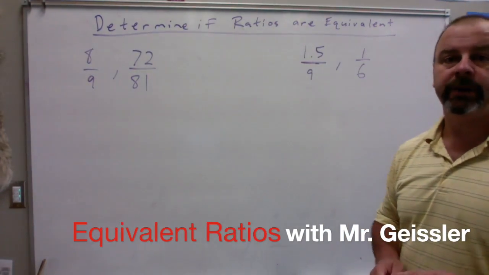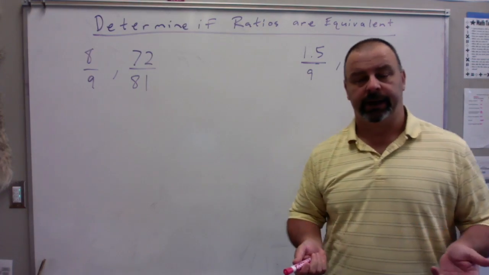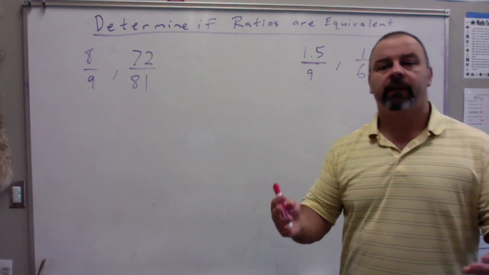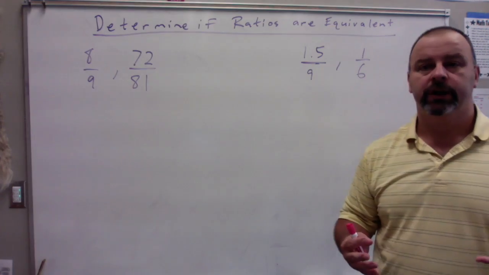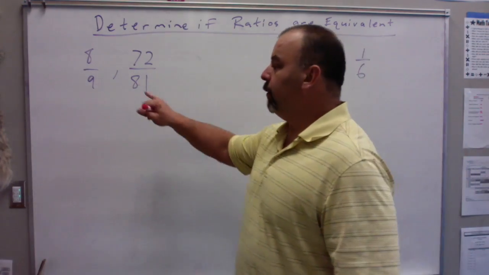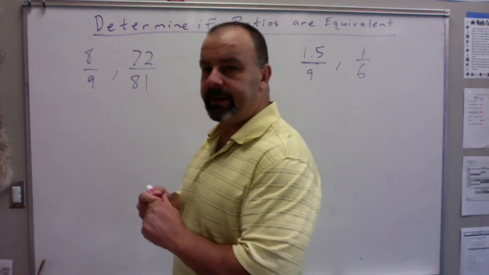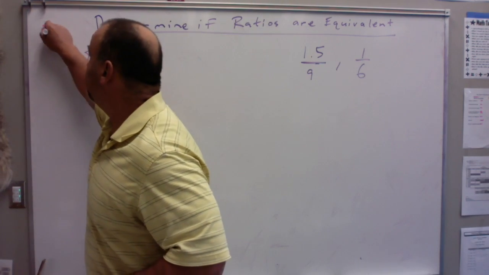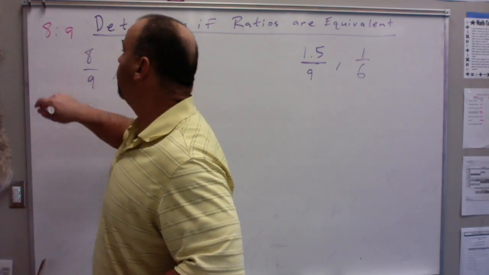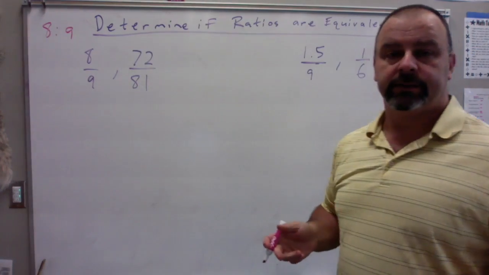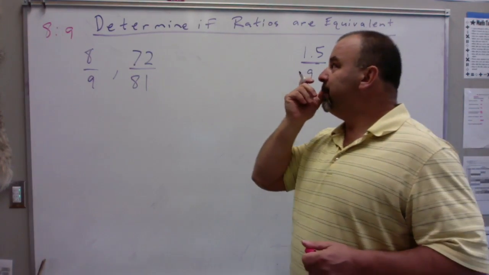We're going to determine if ratios are equivalent today. So a ratio is a fraction or a comparison of two numbers. So 8 over 9, we can also write this as 8 is to 9. We can also write that as a ratio that way.